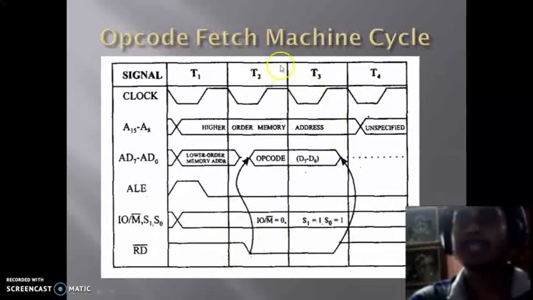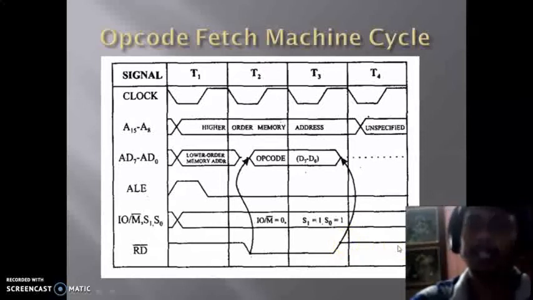And now we will consider the T2 and T3 T states. The higher order address will be placed into the higher order address bus, and that will remain the same for the T2 and T3 T states. And now this multiplexed address data bus behaves like a data bus for T2 and T3, and the data will be placed into the data bus. That's why a read operation is going on, so the read signal will be active low. Now the read operation is going on for these two T states. And after the completion of the read operation, the read signal will be high again.